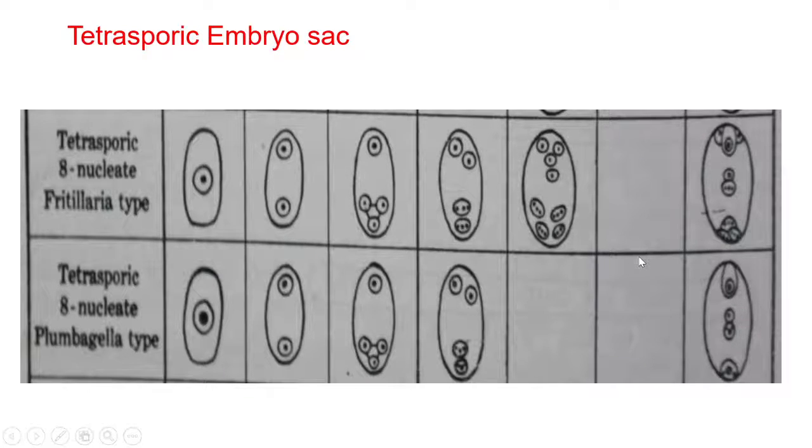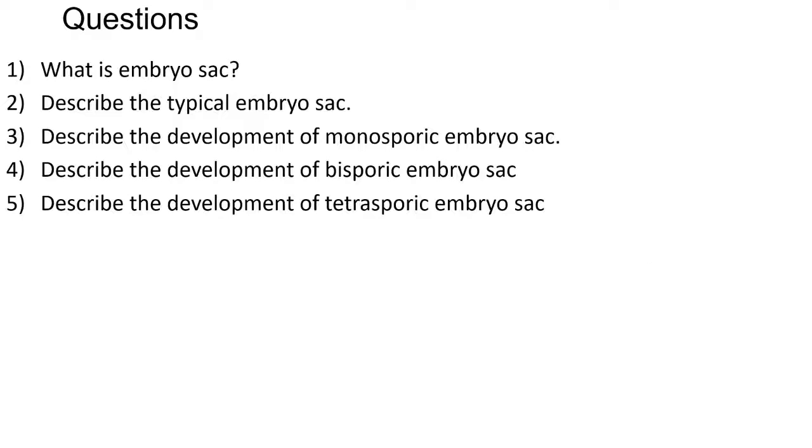In this way, we have seen the types of embryo sac: monosporic, bisporic, tetrasporic, and the structure of a typical embryo sac. At the end of this topic, there are some assignments or questions. What is an embryo sac? The embryo sac is the female gametophyte. Mostly 80% of embryo sacs are 8 nucleated.